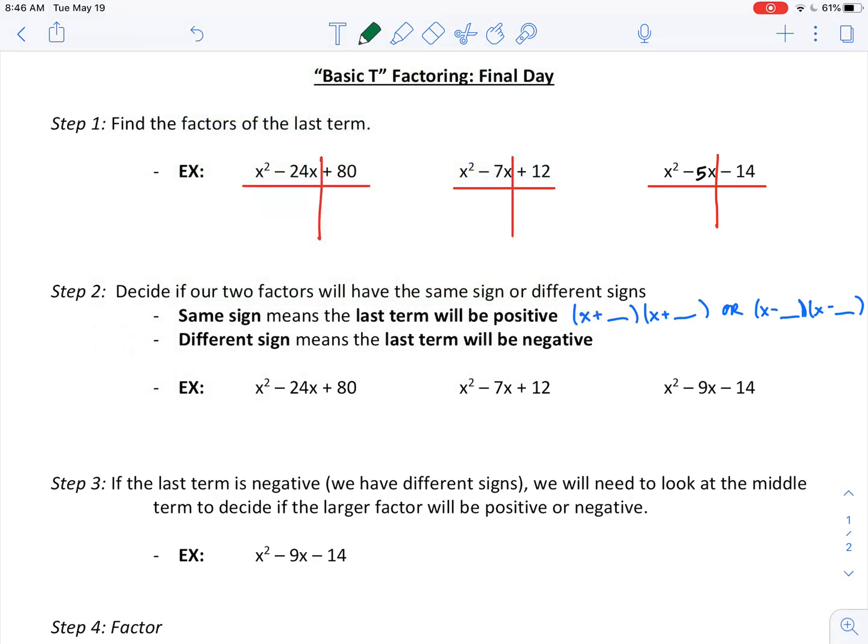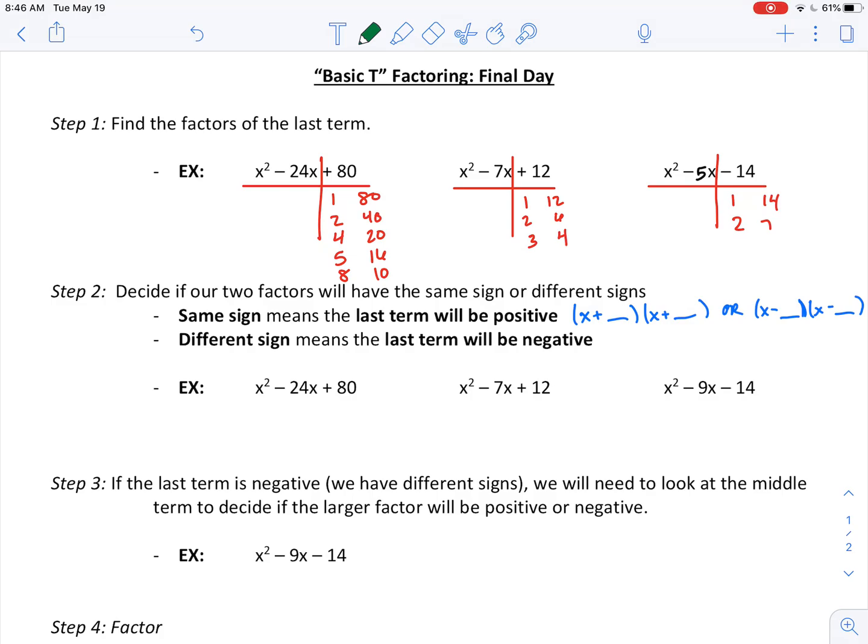So, the first thing we're going to do is draw these T's in our trinomials. And I like to keep the positive or negative sign with my last term. It doesn't matter what type of basic T factoring we're doing, we're always going to find these factors.